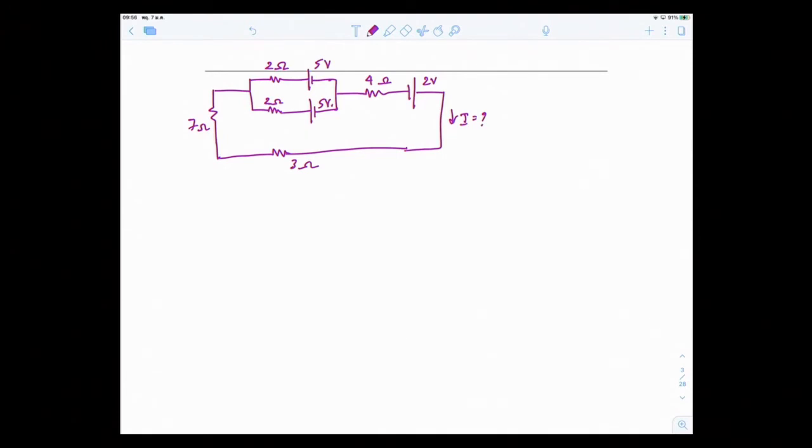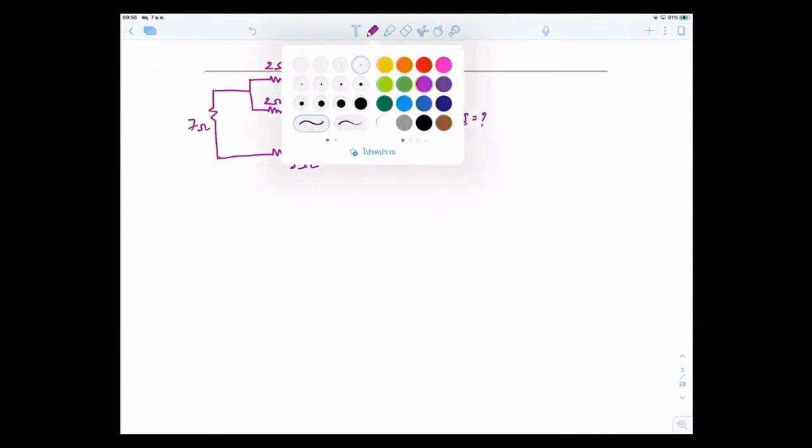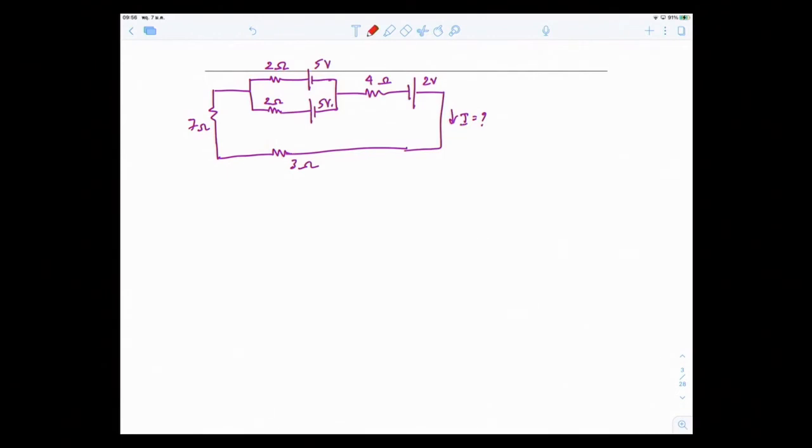I'm going to show how we can use source transformation to solve this. I see that there's 5 volts here and 2 ohms in series, so I'm going to convert this part into a current source. I'm going to also convert this other part to a current source. So I would redraw this: the 2 ohm resistor becomes parallel to the current source I converted to. So that's one set.